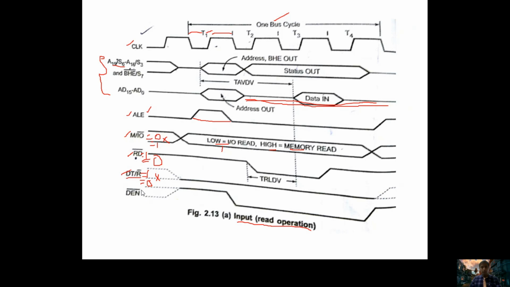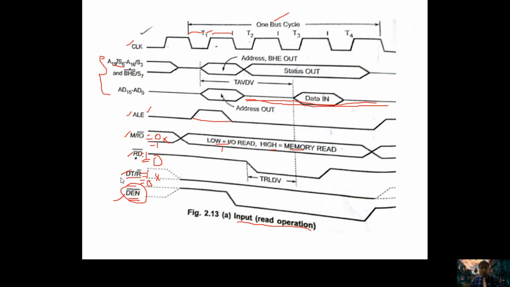Then what is the other one? Data enable bar. For transmitting data to the transceiver, this DEN bar should be enabled. When it is enabled, data is available, and in that time only we are enabling. We have data only from T2 to T4 time. So DEN bar should be low during T2 to T4 time only, and before T2, it should be high. For every machine cycle, before T2 it should be high, and during T2 to T4 it should be low. Like that we should activate DEN bar during T2 to T4 time.